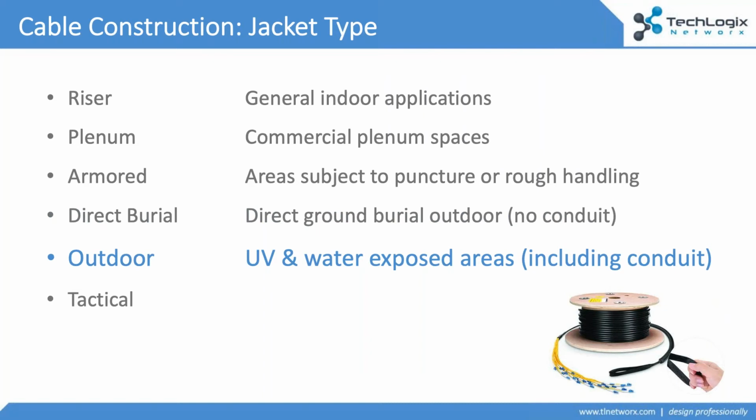Direct burial is made to be buried directly in the ground, whereas an outdoor cable is made for those environments where you will have maybe UV light affecting the cable. You need a UV rating on the jacket. Water exposed areas. It's going in conduit in the ground that could fill with water. That's your general outdoor rating.